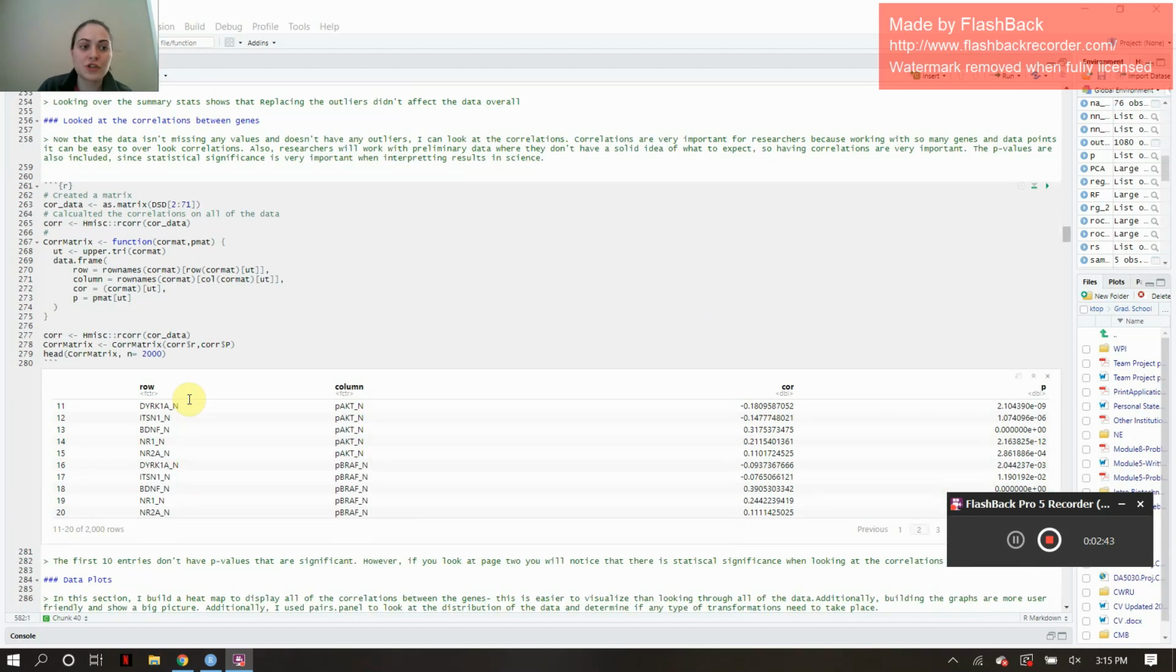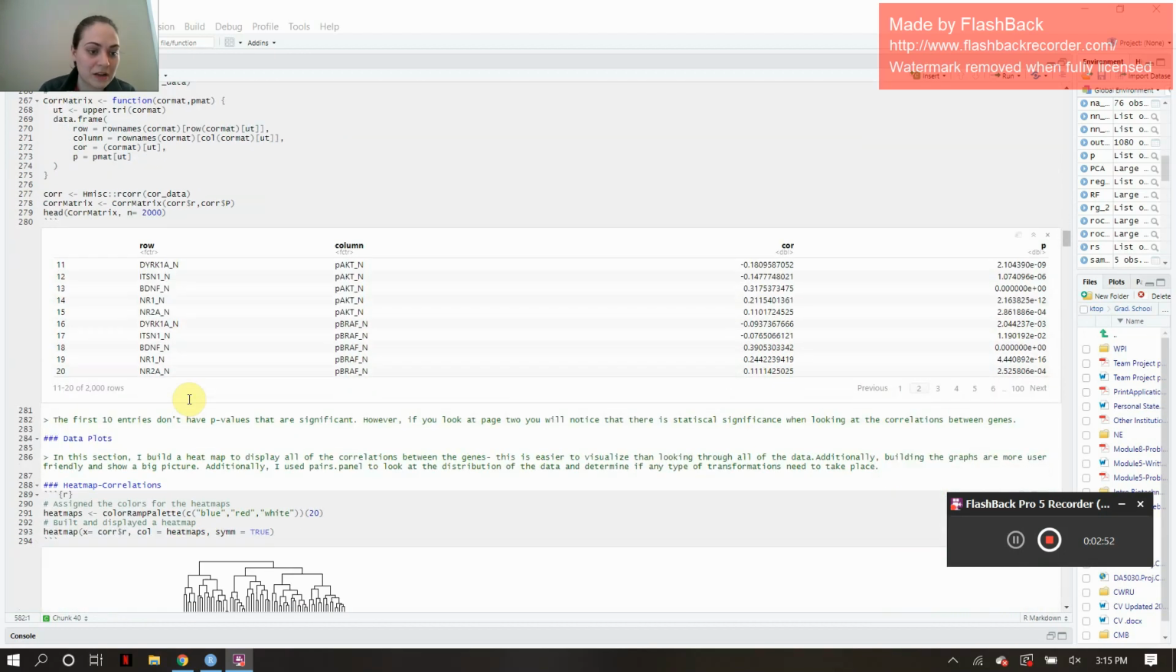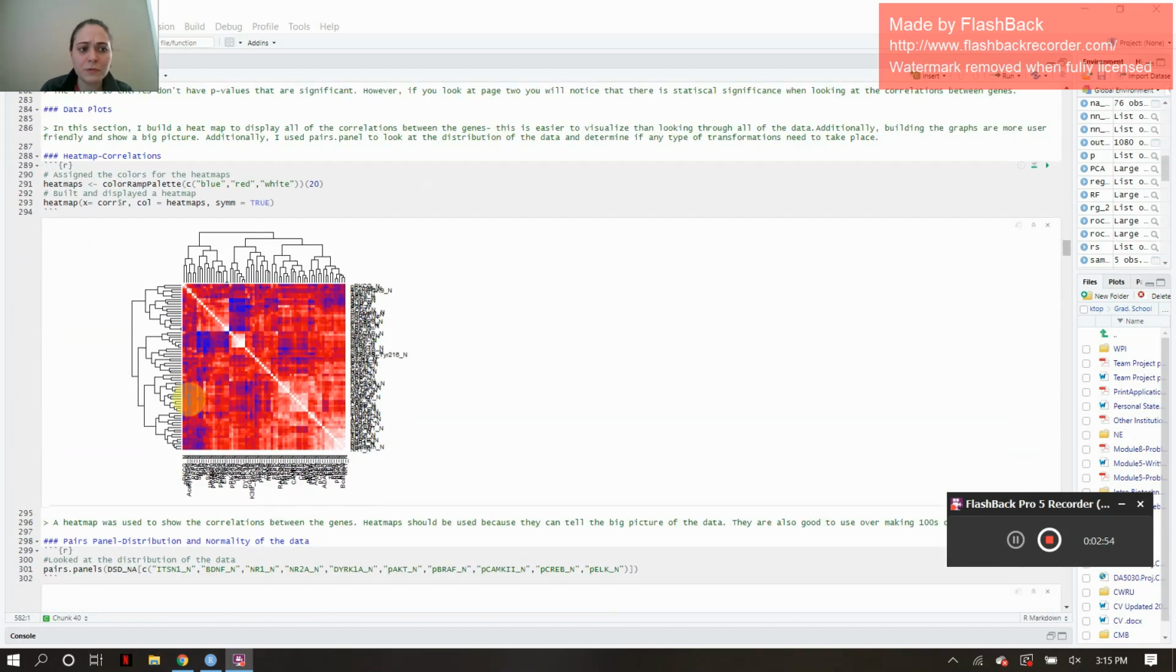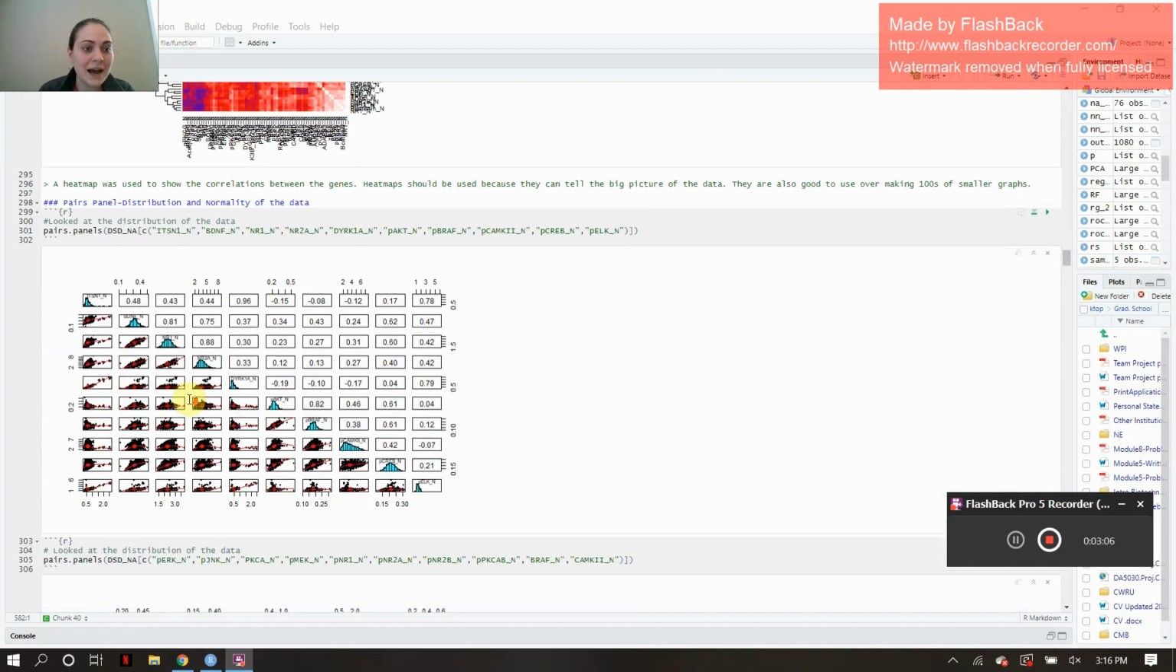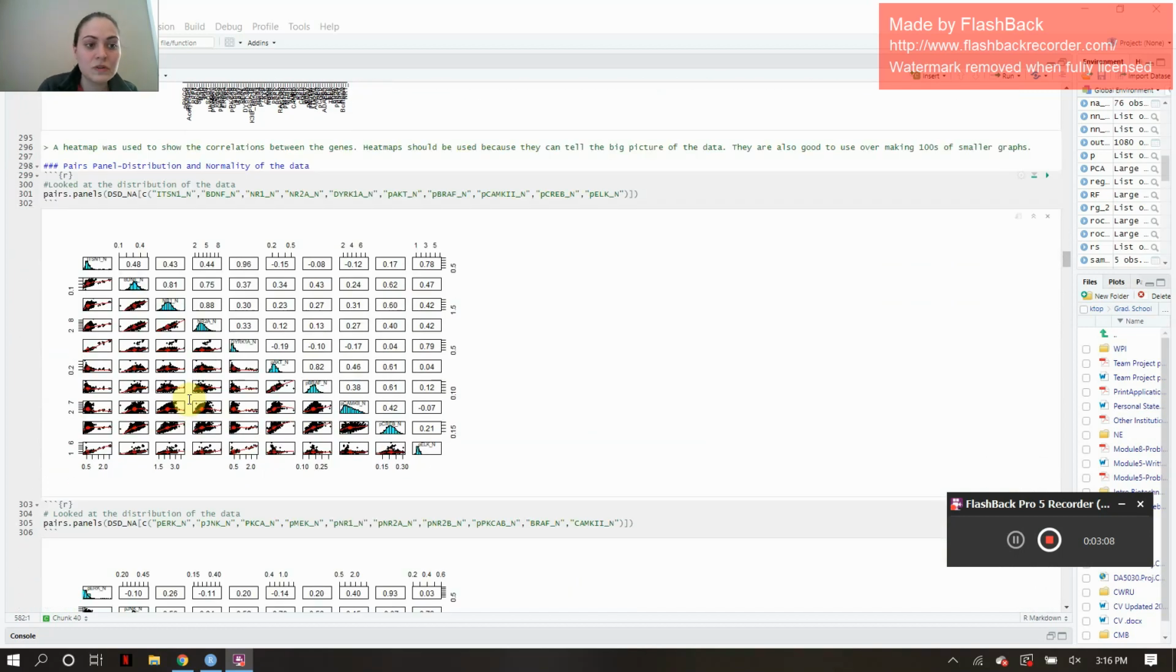Then I looked at the correlations between the genes, and I also tacked on the p-value associated with that correlation, just because statistical significance is very important in science. Exploratory data plots that I looked over include heat maps. I made a big picture one so you could visualize the correlations. Additionally, I built some pairs panels to look at the distribution and the normality of the data.